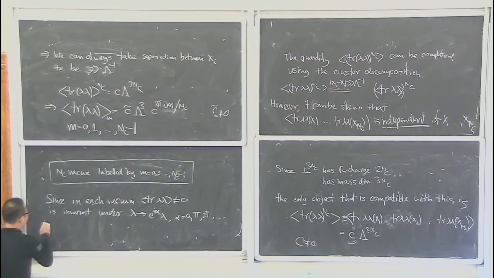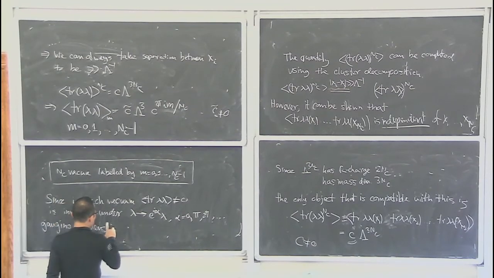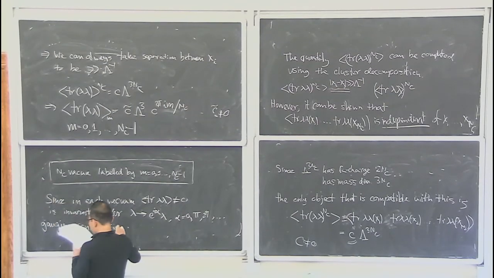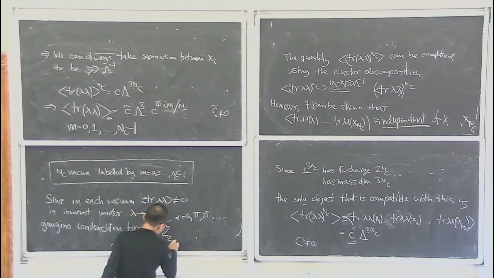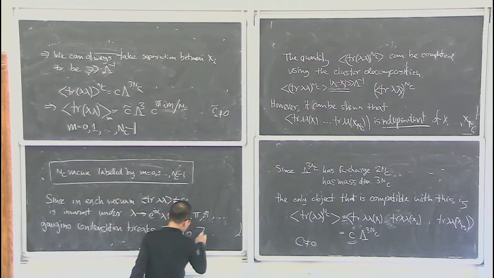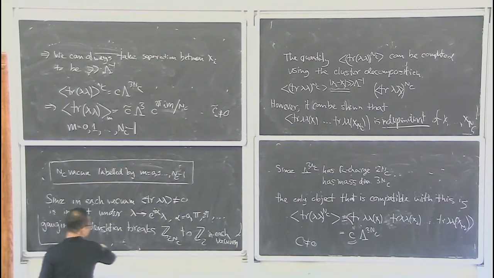So, the condensation breaks Z_2N_c to Z_2 in each vacuum. In each vacuum, okay? So this is another important statement.